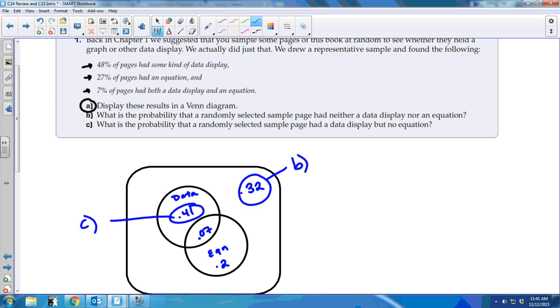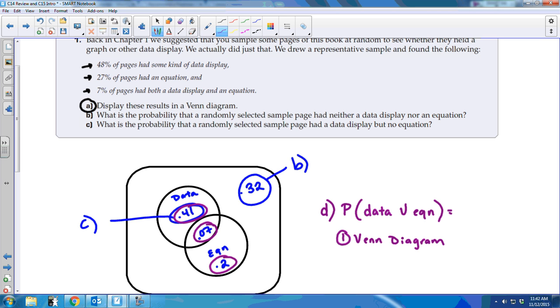Right? Now, I'm going to add another question because our book asks these questions for the homework. What's the probability of getting a data display or an equation? Now, there's two ways to do this. One, use the Venn diagram. If you don't make a Venn diagram, you can't use it. If you made a Venn diagram, in this context in chapter 15, or means one or the other or both. Okay? So or means all of these added together if you're using the Venn diagram. Does that make sense? So we would have, what was that, 68% earlier?